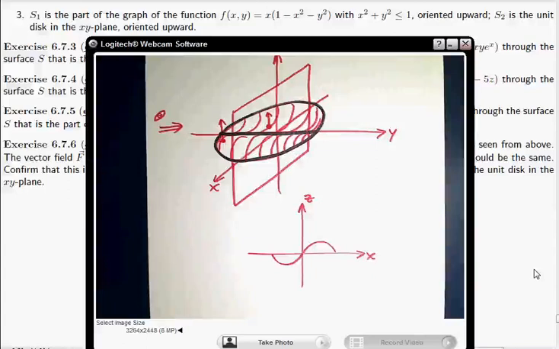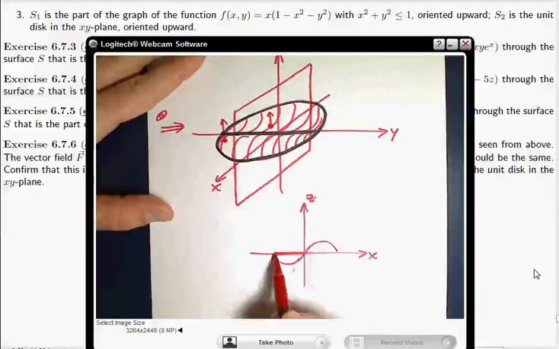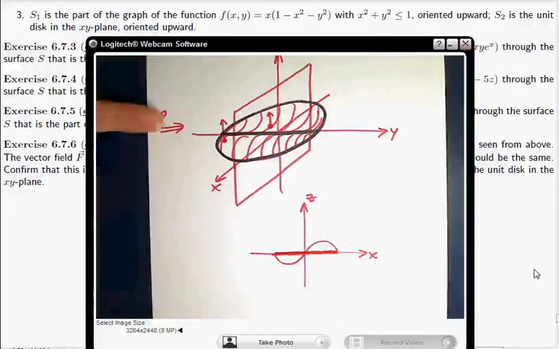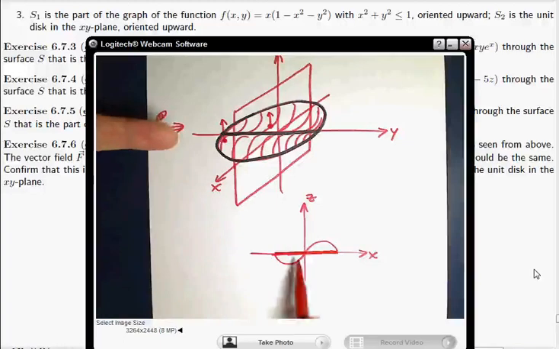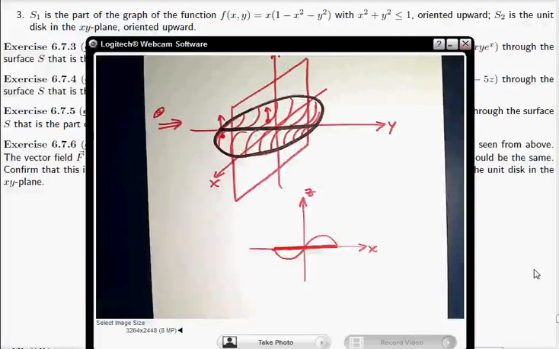Now, our second surface is the unit disk in the xy plane, which is just flat. There's what the unit disk in the xy plane would look like, as seen from this angle over here. Does that make sense? That's what the unit disk is. I don't want to mess up my drawing, so maybe I'll draw it in green here.